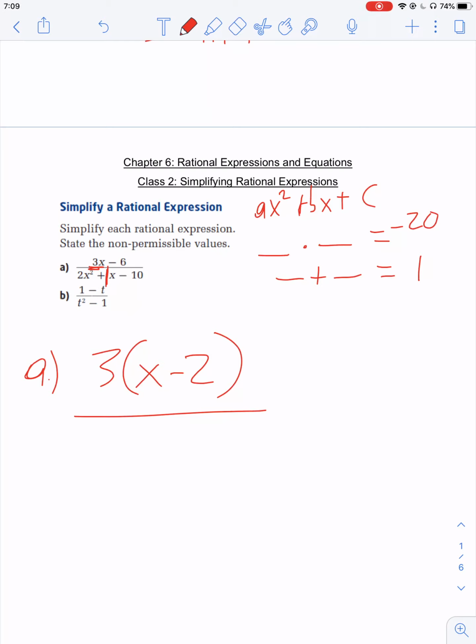It's not going to work. 2 and 10, it's not going to work. 3 doesn't divide 20, so you skip that. 4 will work, okay, because 4 times 5 gives me 20. But this is negative, so one of them has to be negative, right? But 1 is positive, so that means the smaller one of the two numbers has to be negative. So the 4 actually has to be negative, okay?